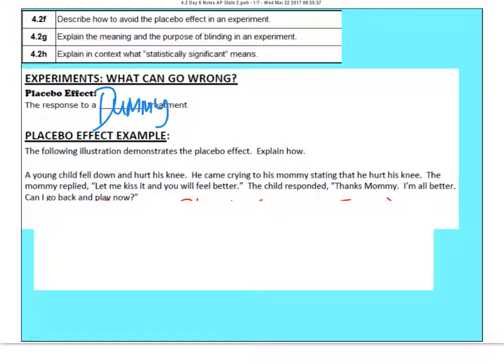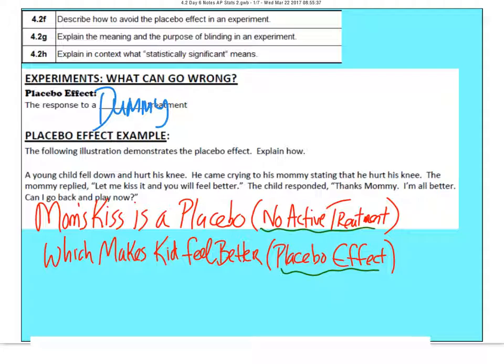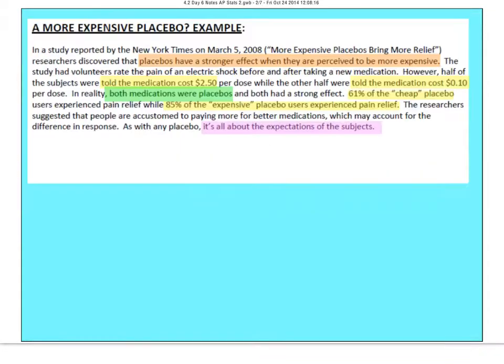The actual placebo in this case was the mother's kiss. So that would be the treatment. It was not an active treatment, it was just a kiss in that case. And the placebo effect is what makes the kid feel better. So the effect is that the child felt better. The actual placebo itself was the kiss.